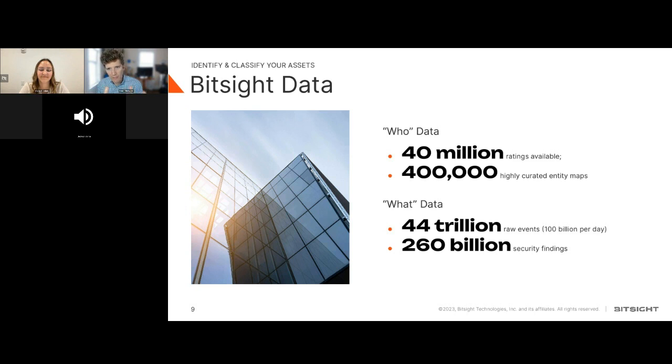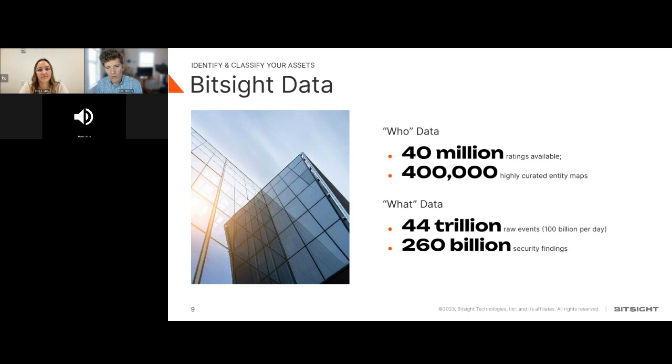We have the data to rate 40 million organizations. We have 400,000 highly curated entity maps, meaning in addition to our automated process, manually reviewed. I'll talk more about that. Those are the ratings today. And that's all infrastructure that we've identified about organizations globally. If you become a BitSight customer, you log in on day one, and that's all presented to you, nicely organized and ready to take action on or reconcile with your own account keeping.